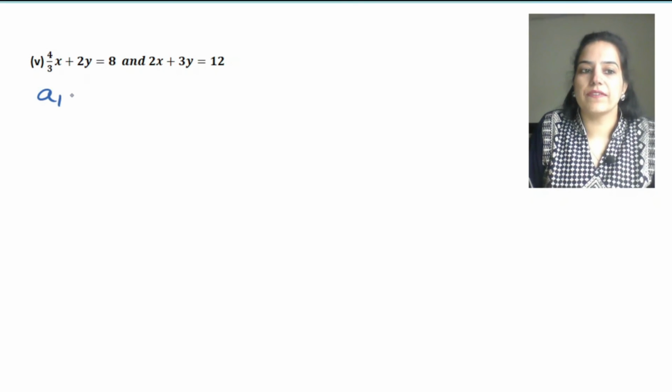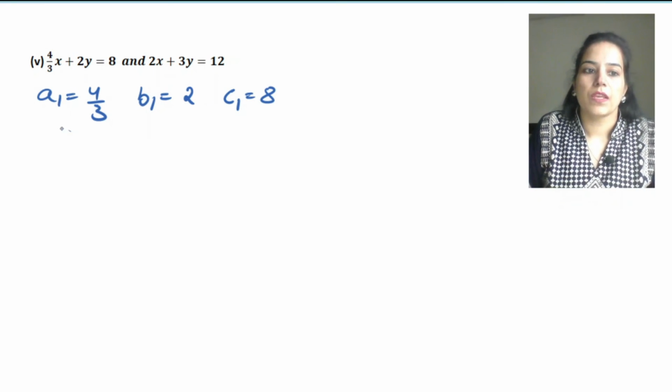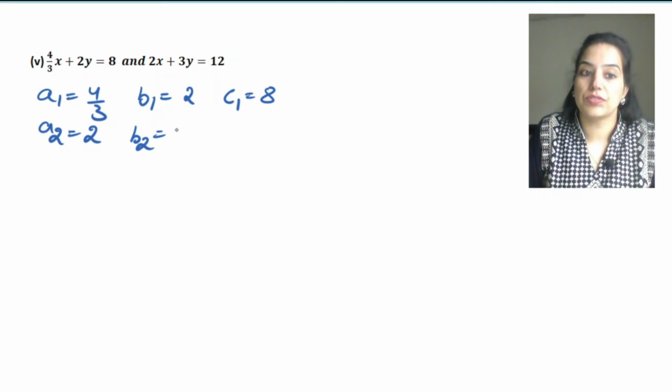Again, what is A1 here? 4 by 3. What is B1 here? 2. What is C1 here? 8. Again, what is A2 here? 2. What is B2 here? 3. And what is C2 here? 12. Let's find the ratios.